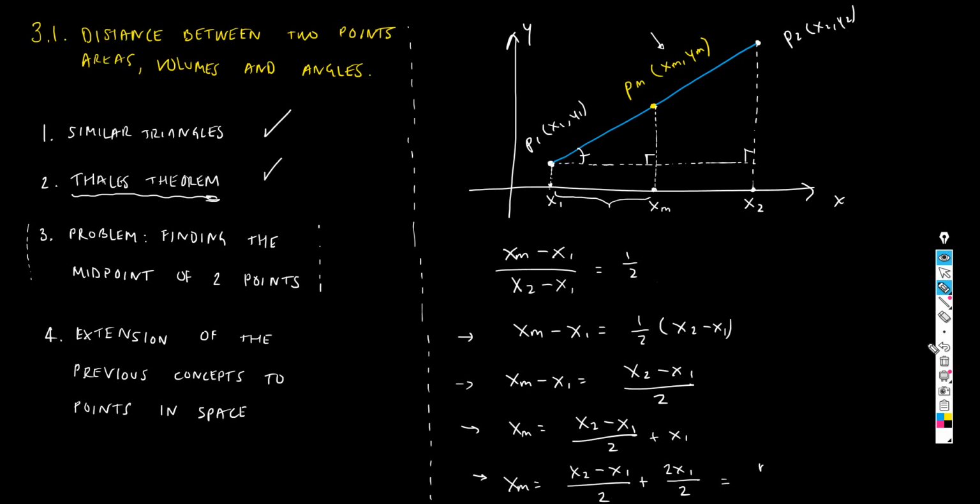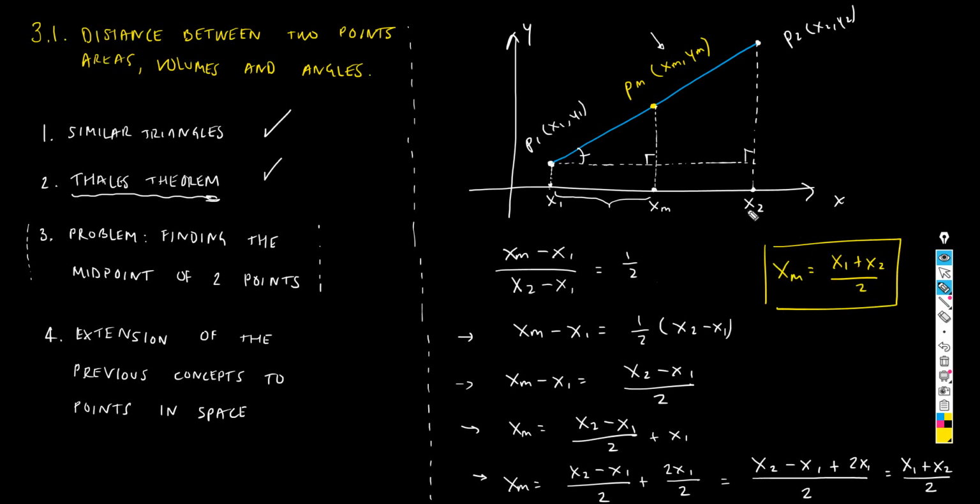So I'm gonna get x2 minus x1 plus 2x1, all of that over 2, and then we have minus x1 plus 2x1, that's gonna be x1, right? All of these things will be x1, and finally we will get x1 plus x2 over 2. That's it. Let me put that in yellow over here. xm equals x1 plus x2 over 2. This is the formula for the x coordinate of my middle point.